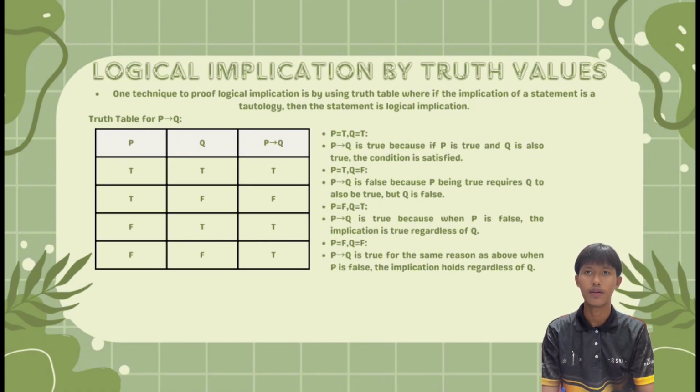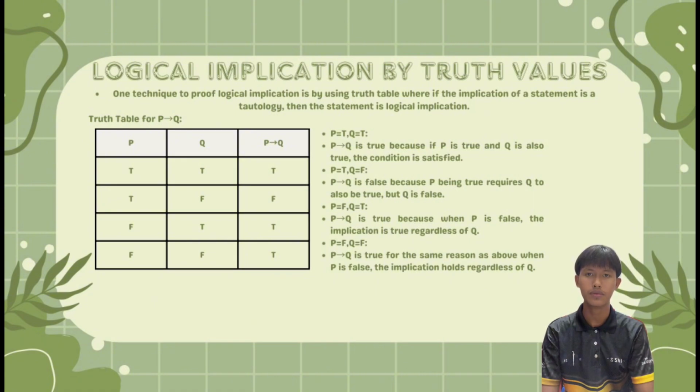So for the first point, if P equals T and Q equals T, the explanation will be P implies Q is true, because if P is true and Q is also true, the condition is satisfied. The second one, P equals T, Q equals F, and the explanation will be P implies Q is false, because P being true requires Q to also be true, but Q is false.